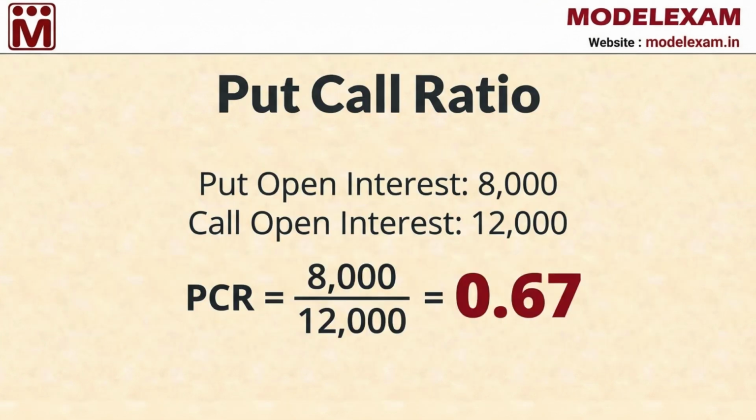Now, let us look closer at how to calculate the put-call ratio or PCR. Suppose the open interest for put options is 8,000 and the open interest for call options is 12,000. To find the PCR, we divide 8,000 by 12,000. This gives us a ratio of 0.67. This number helps us understand the balance between the buyers and sellers in the options market.